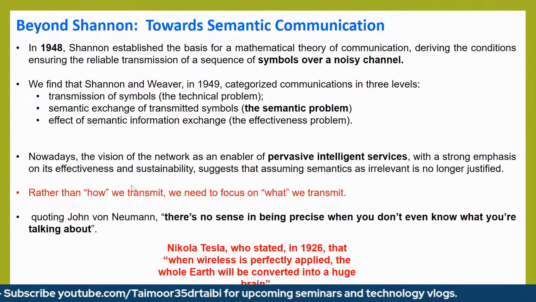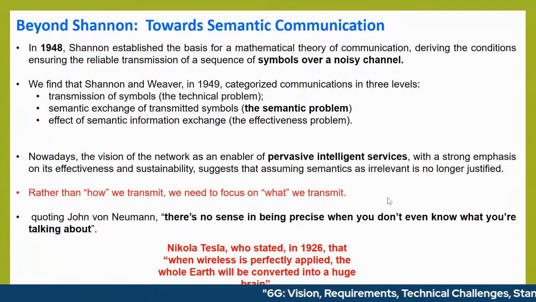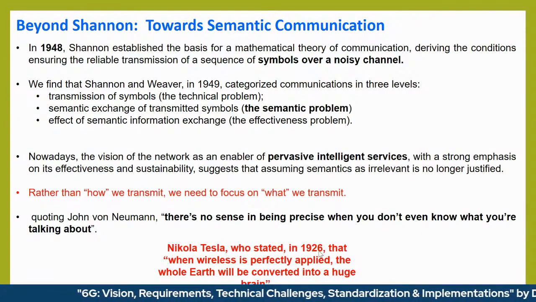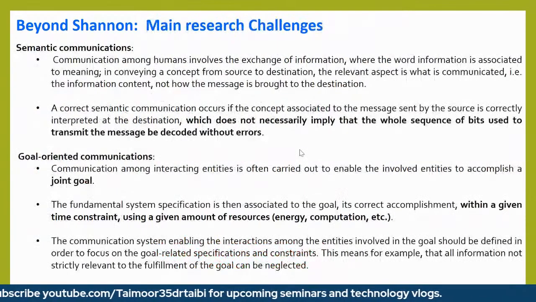But in semantic communication, we need to focus on what we transmit. It's very important. We need to know what we are transmitting, not just transmitting 0 1 0 1. We should know the meaning of 0 and 1. That's why in 1926 Tesla said, when wireless is perfectly applied, the whole earth will be converted to a huge brain. So this means we have to go from syntactic communication towards semantic communication. So we have to break the limit of Shannon now.